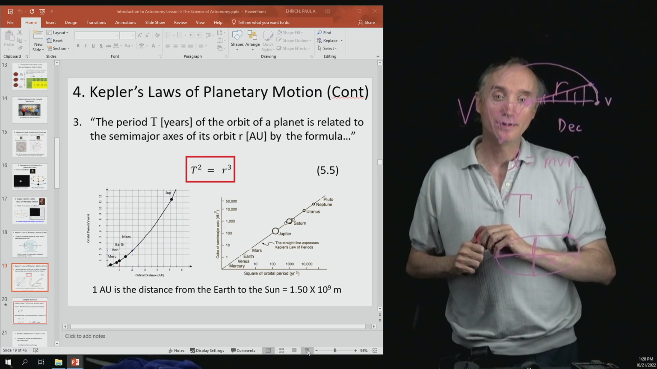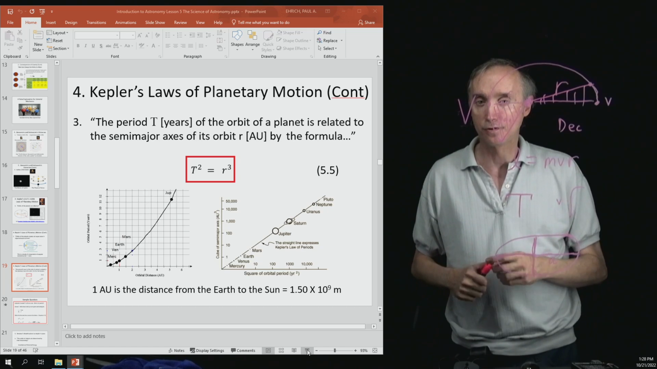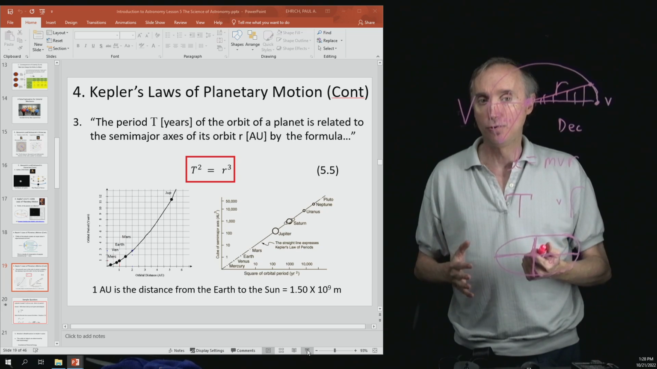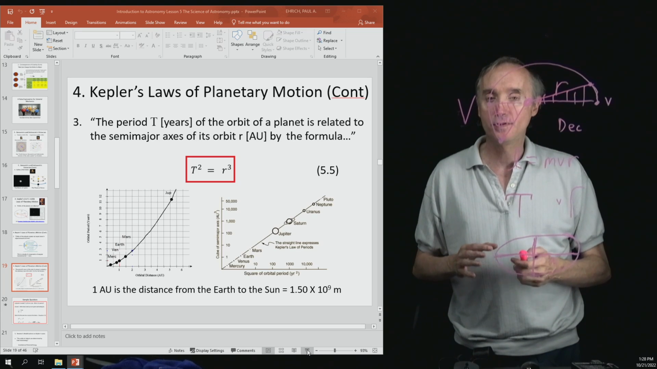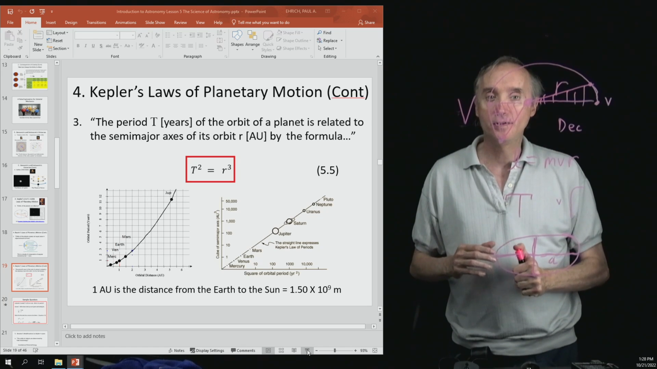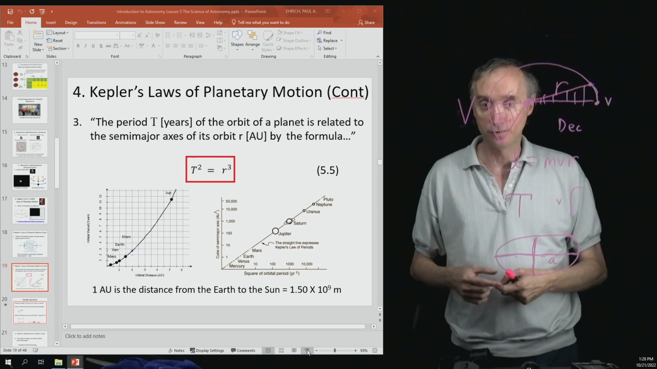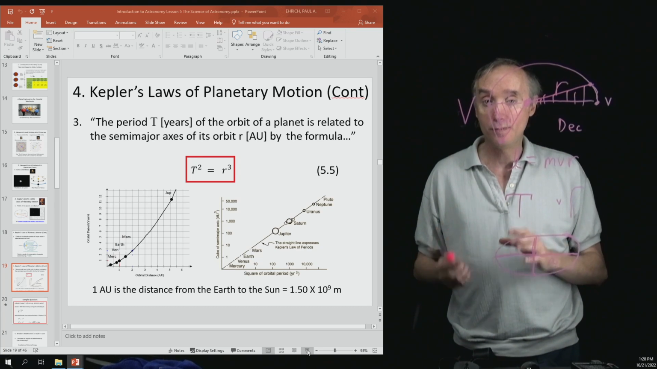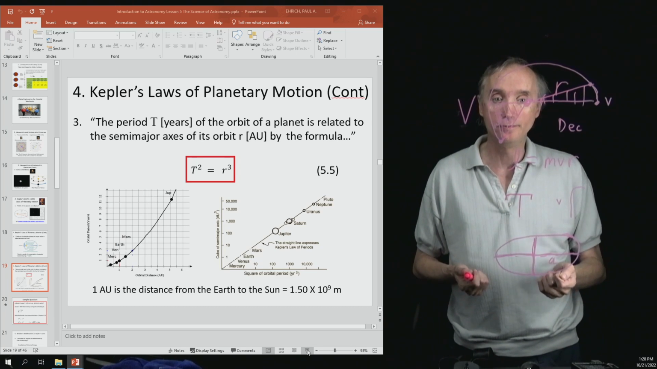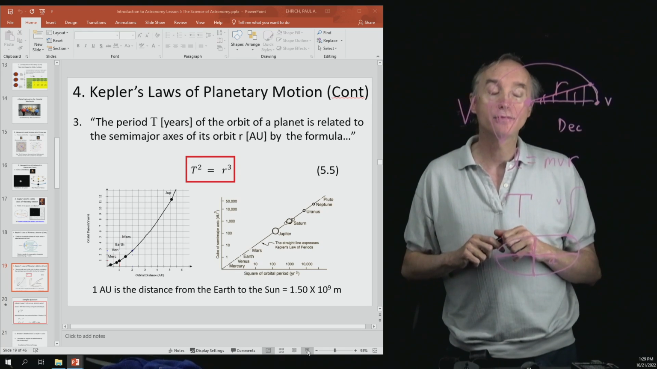Okay, then another thing that he did was, remember, this is back in the 1600s, so he didn't know about the metric system. So he basically made up his own units. And he decided that the unit for the period was the Earth year. And then he decided that the unit for the distance was going to be this thing called an astronomical unit. Now today we actually have measured the astronomical unit, which is the distance from the Earth to the sun, and it turns out to be 1.5 times 10 to the 9th meters.